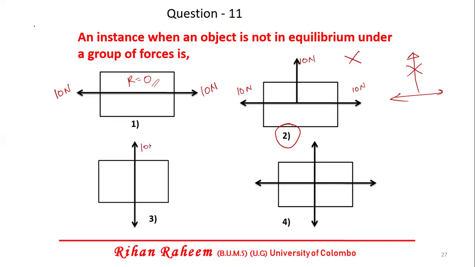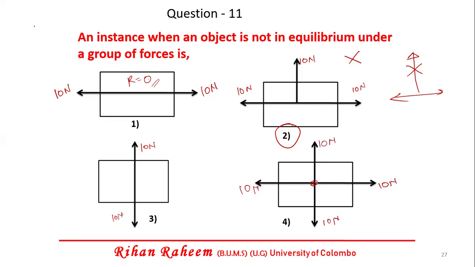Here, let's say you're putting 10 Newton upward force and a 10 Newton downward force. Yes, you can balance it. At a point, it will get balanced. Fourth one also same thing. Left and right 10 Newton will get balanced. Up and down 10 Newton, all will get balanced.